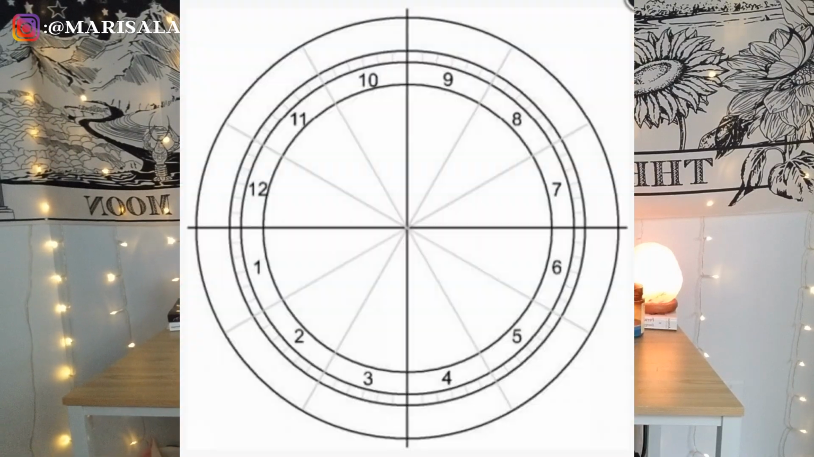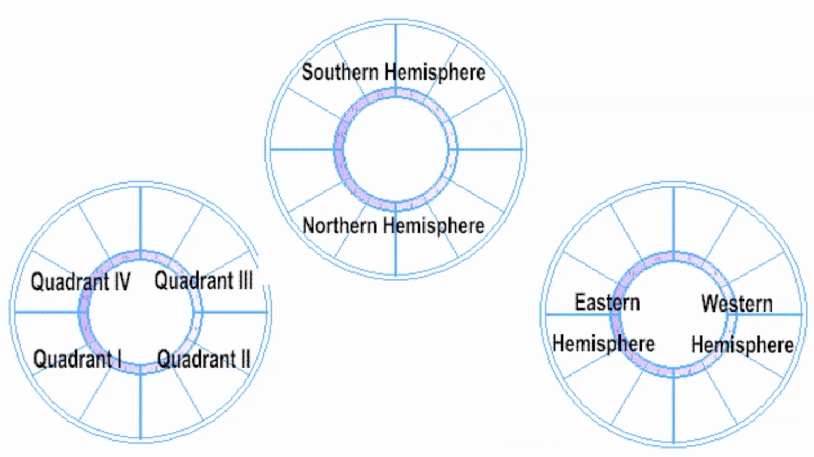If you've never been introduced to the idea of quadrants and hemispheres, when you look at the birth chart, we have 12 houses total. It's like 12 slices of pizza on the birth chart, and it can be broken further down into quadrants and hemispheres. We have quadrant 1, 2, 3, and 4, and each quadrant means something different. Then we have the northern, eastern, southern, and western hemispheres, which also means something different.